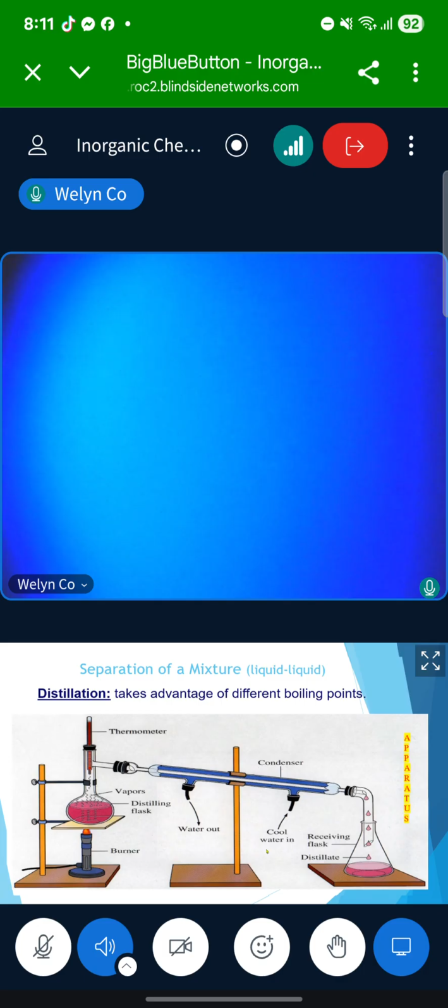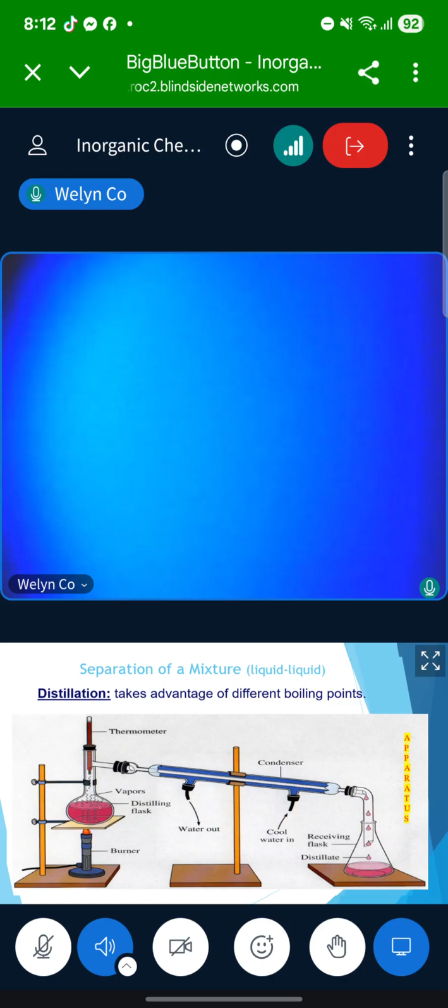So what are the apparatus? So actually, we did not perform this, but it is embedded into our module na mayroon tayong setup na ganito. This is your adapter. Ito yung the receiving natin for the distillate. Kasi yung liquid that comes from the distilling flask with the mixture, it passes to the condenser. And then, the distillate are the liquid that is converted from gas to liquid.